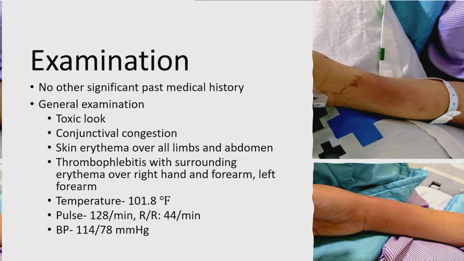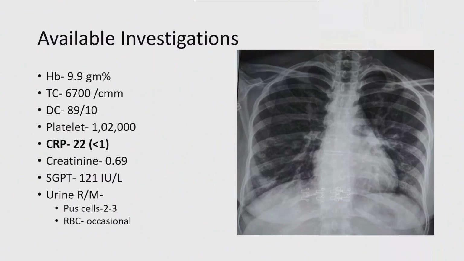So when she came, on examination, she had significant thrombophlebitis. Here you can see that. Toxic look, conjunctival congestion, skin erythema all over the limbs and abdomen, significant thrombophlebitis, high temperature, tachycardia, tachypnea, and the blood pressure was normal. This was her chest X-ray, raised CRP, platelets had started recovering, and mild transaminitis.